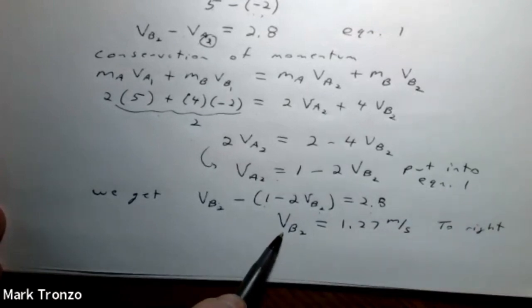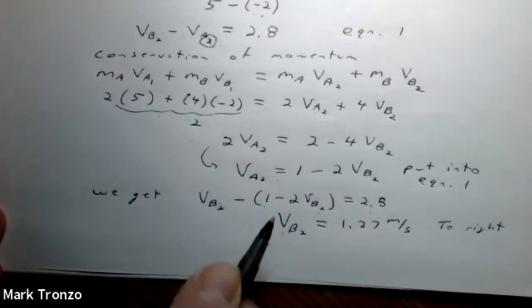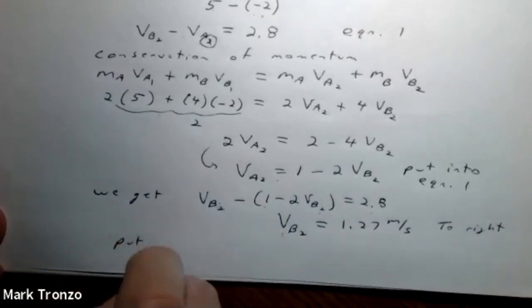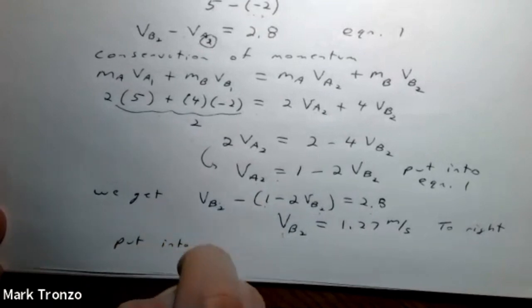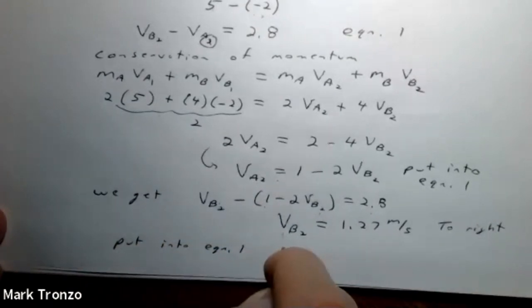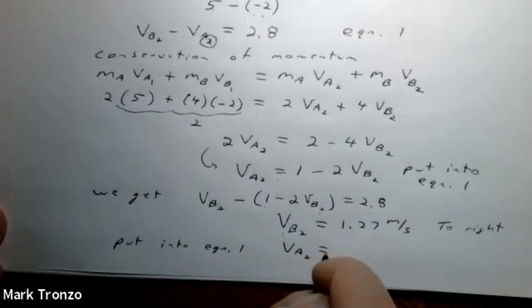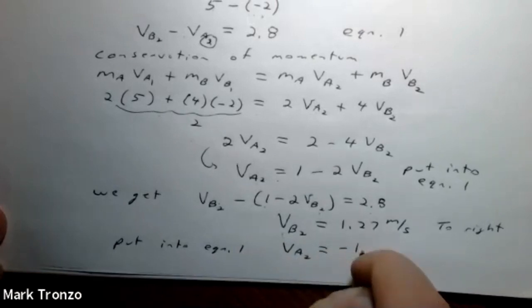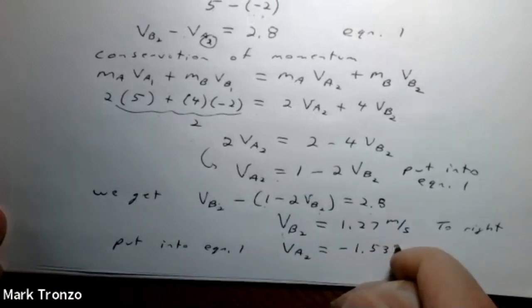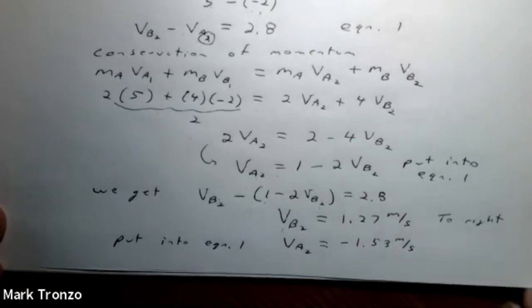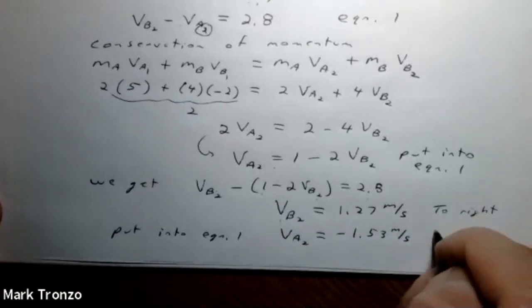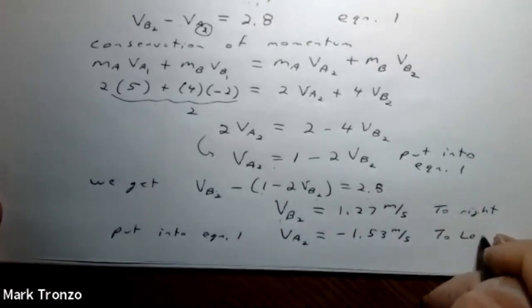And now if you put this one back into any of the other equations, so let's say we'll put this back into equation 1, we get VA2 is equal to negative 1.53 meters per second. And since that's negative, that's to the left.